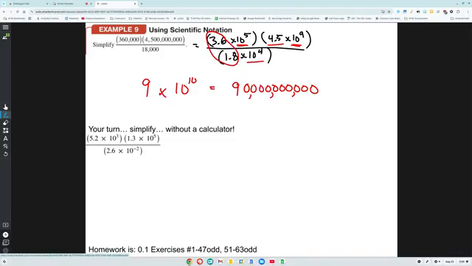Here's a question. You can do very similar things to it. You don't even have to convert it into scientific notation. But I'm going to ask you to take these scientific notation expressions and simplify this.